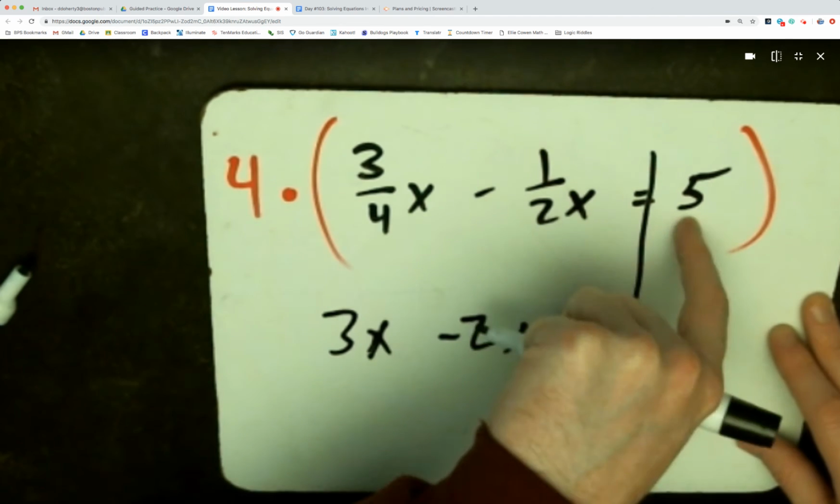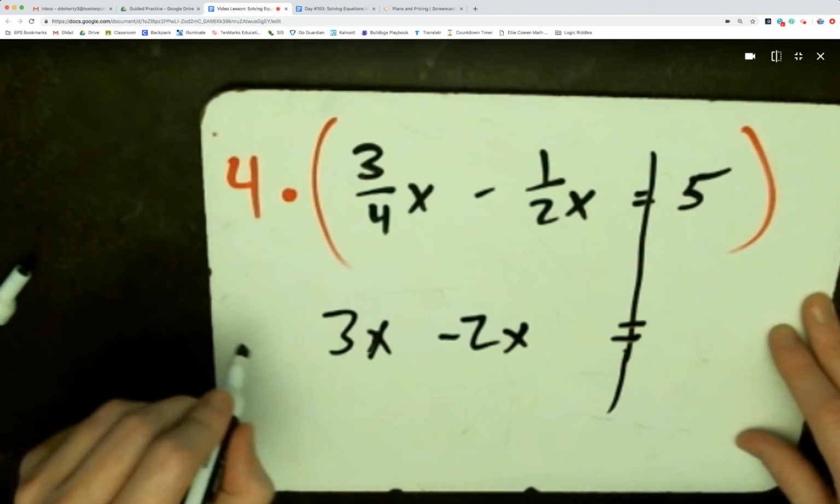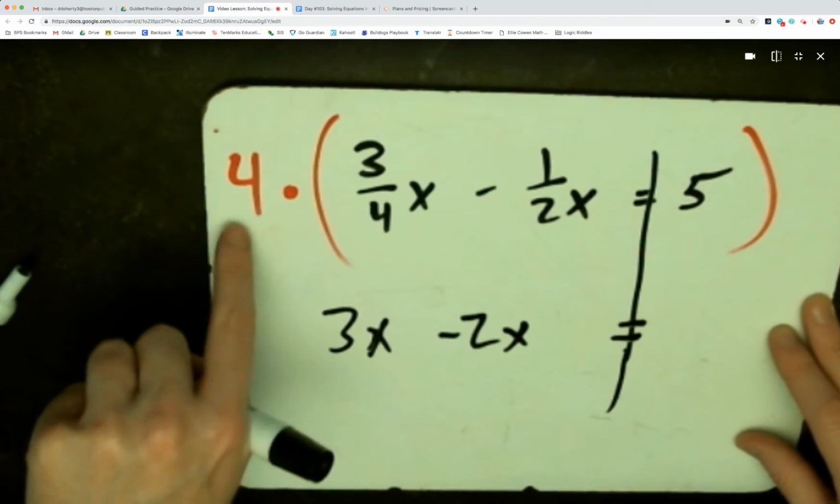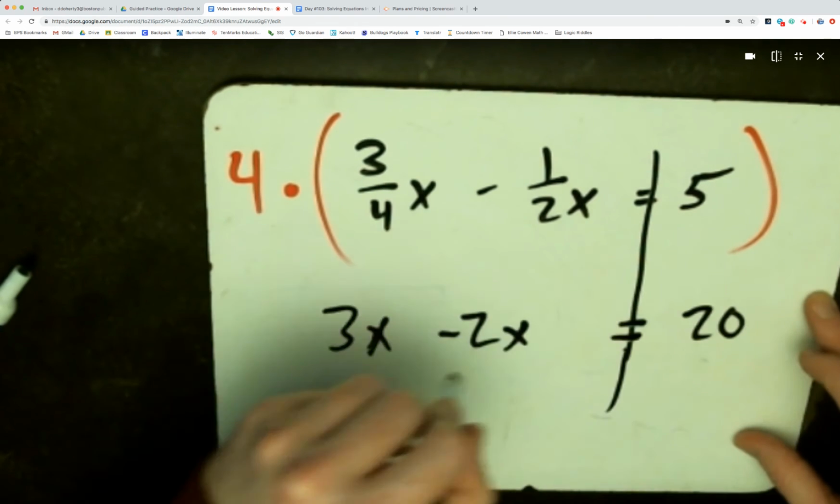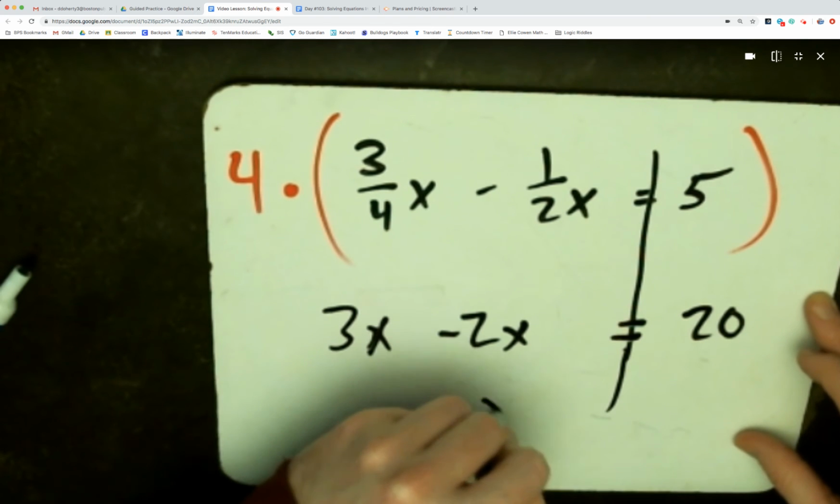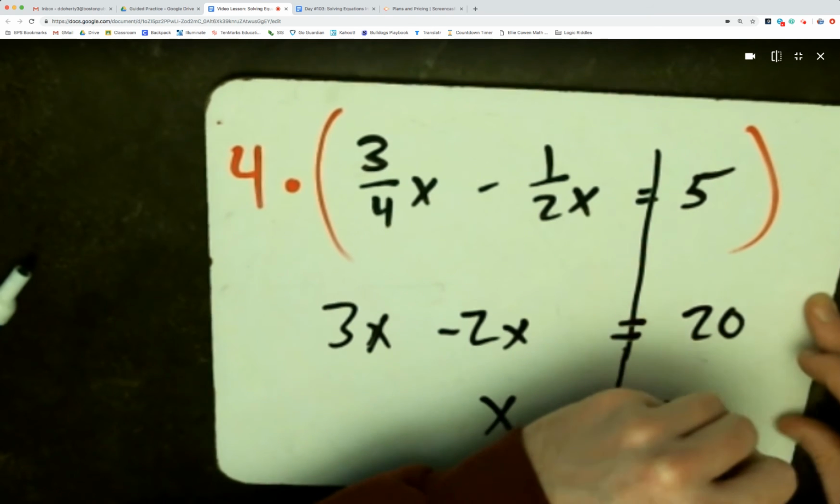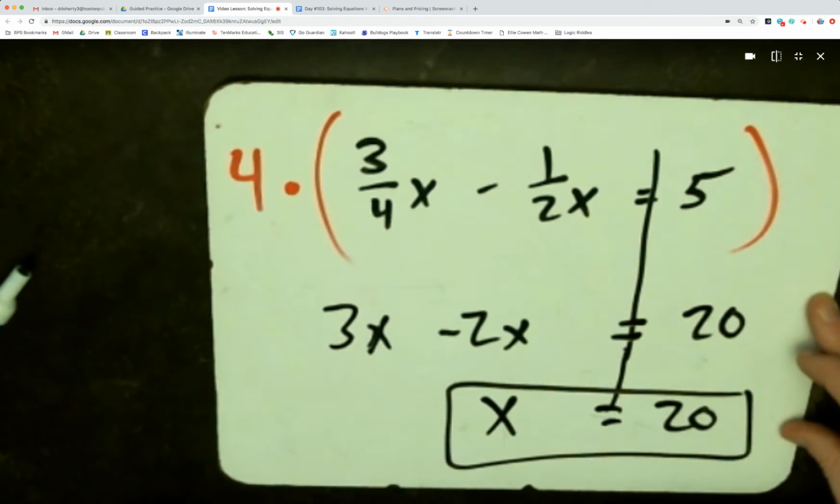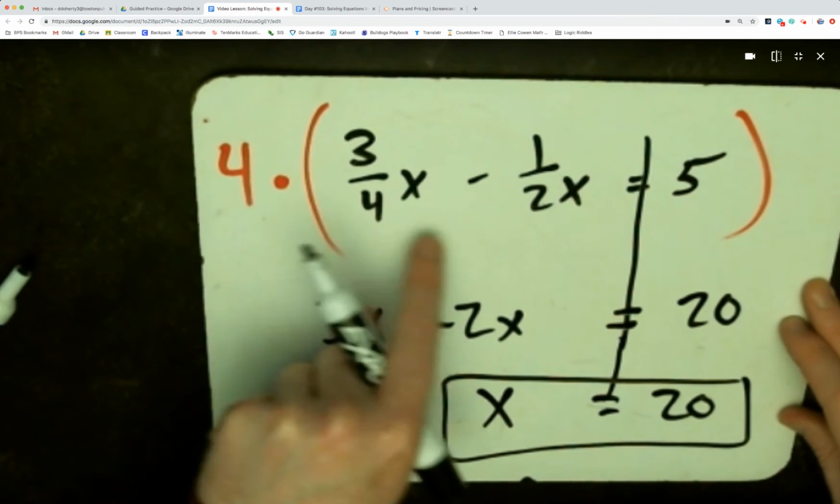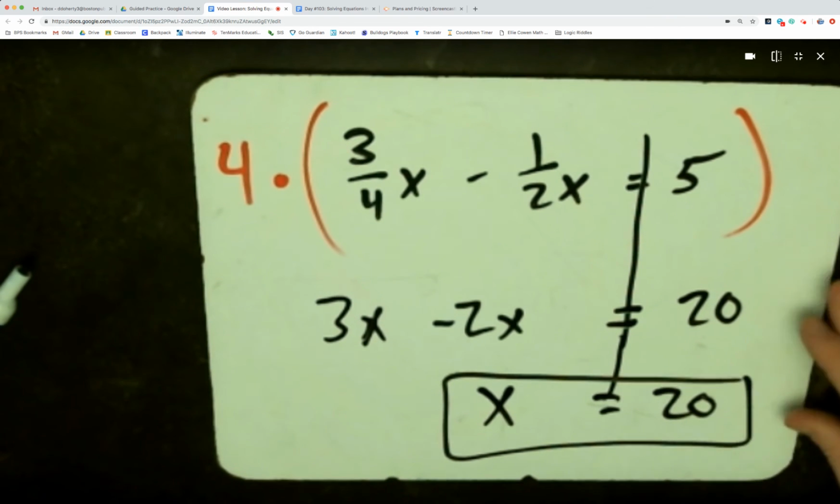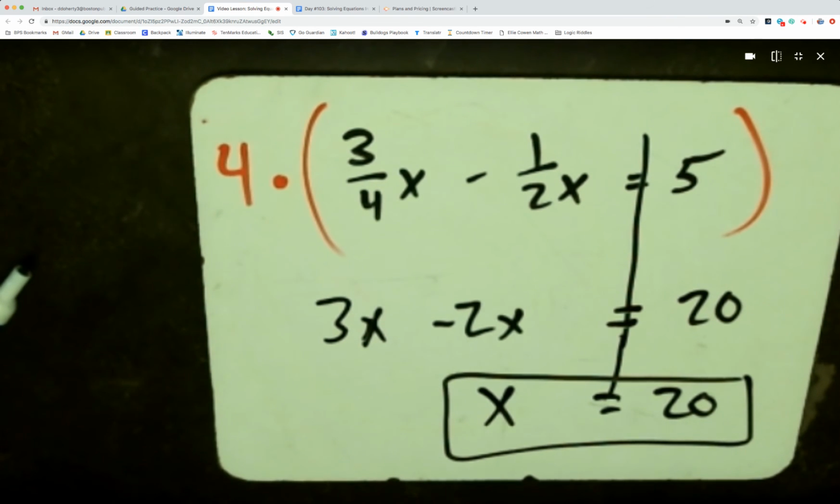4 times +5, because every term on the left and every term on the right has to be multiplied by the same number here. 4 times 5 gives us 20. 3x minus 2x gives us x equal to 20. And I think you can start to see here why multiplying by the least common multiple, if you can identify it with fractions, makes solving those equations a lot easier.